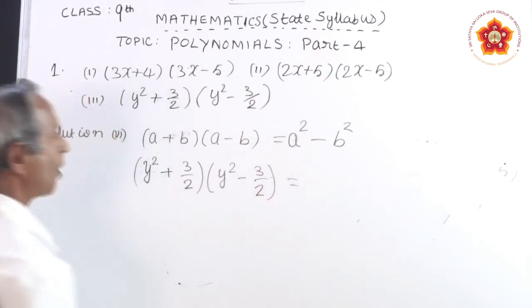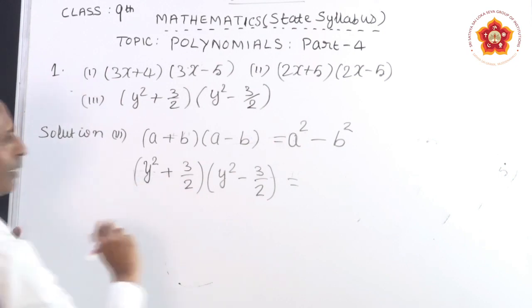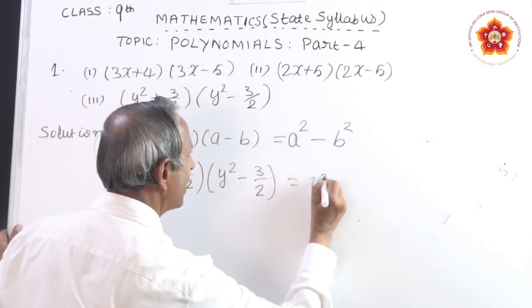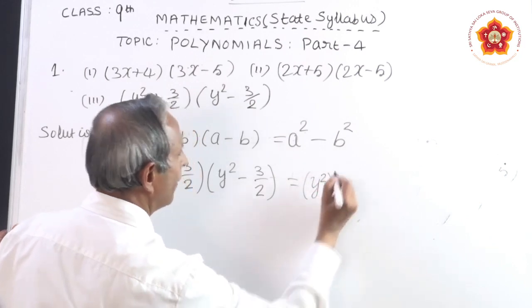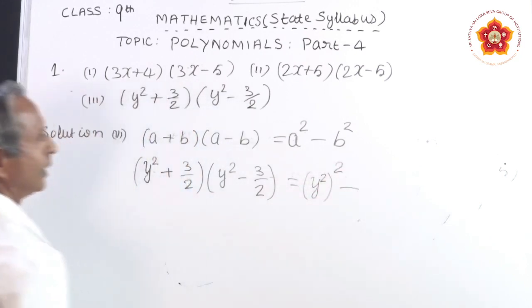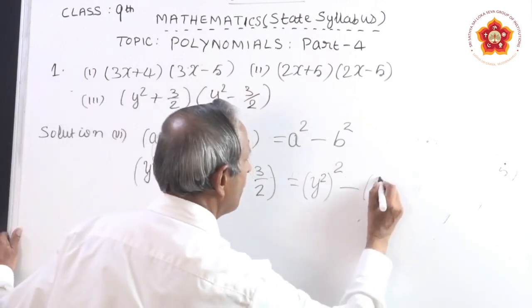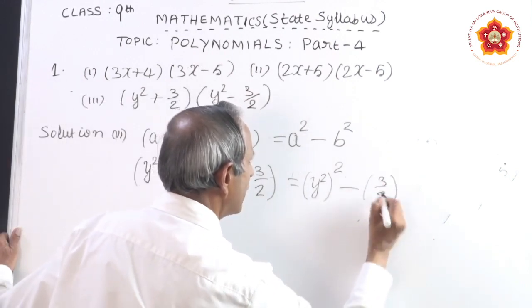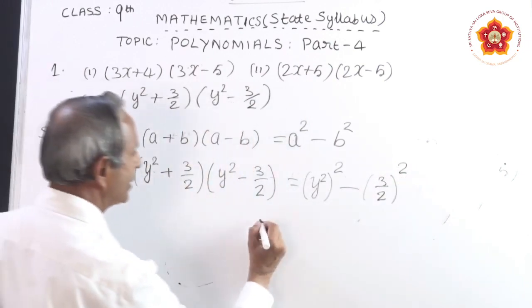Here, according to the formula, a square is there, and here a plus y square is there, so put y square instead of a. Also, there is a square there, therefore put the whole square minus in the place of b, 3 by 2 is there, put 3 by 2 here, and square is there, put square. Now, let us simplify this.